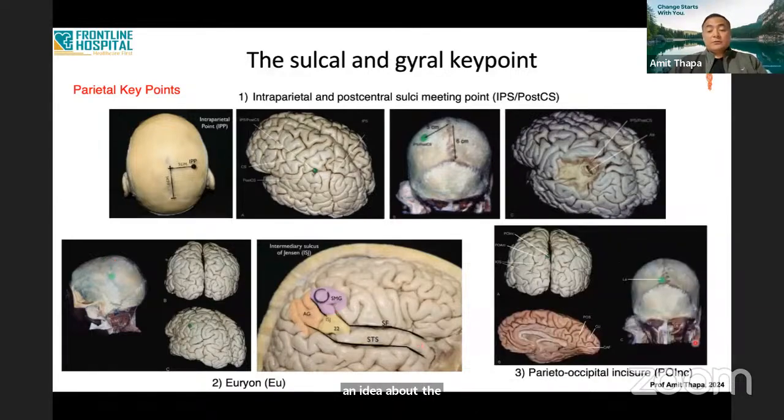Then is the parieto-occipital sulcus, which basically divides the parietal lobe from the occipital lobe. This particular cranial localization can be made by the intersection of the sagittal suture with the lambdoid suture. So this actually lies at the lambda. This parieto-occipital sulcus can be identified by this landmark.